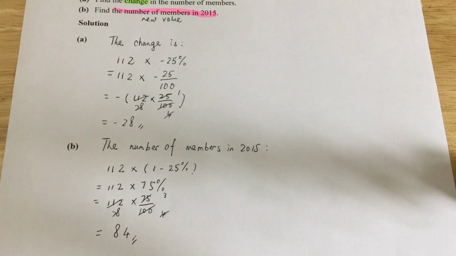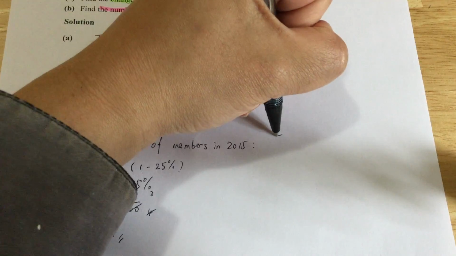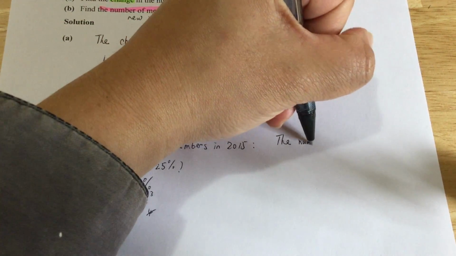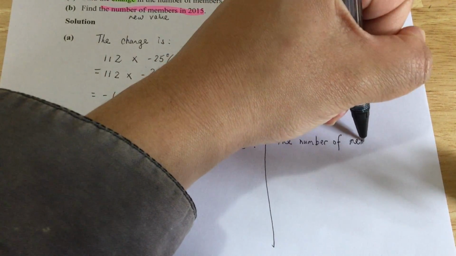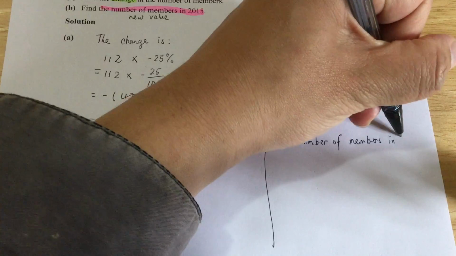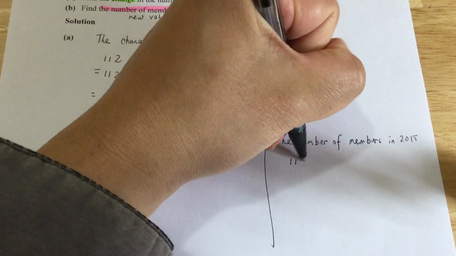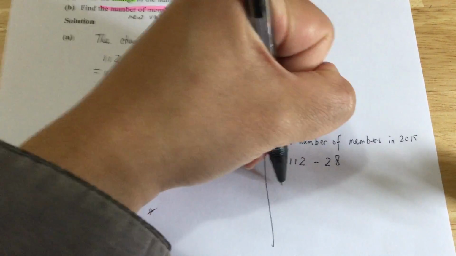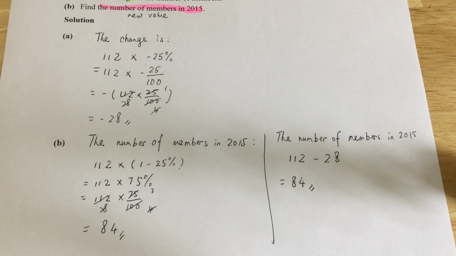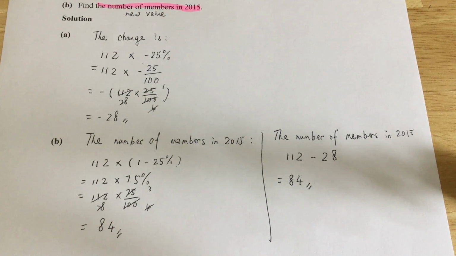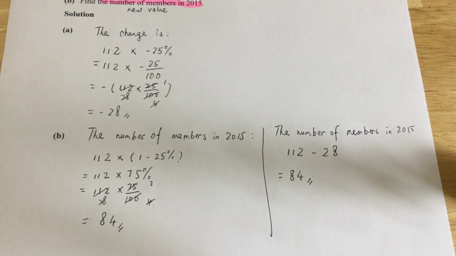Okay, clever way. Method B. The number of members in 2015, you will get the same answer this way. It is 112 minus 28. So you will immediately get 84. Okay, these two ways, both of the answers are correct. If you answer this way, I will give you full marks, and if you answer that way, I will also give you full marks. Okay.